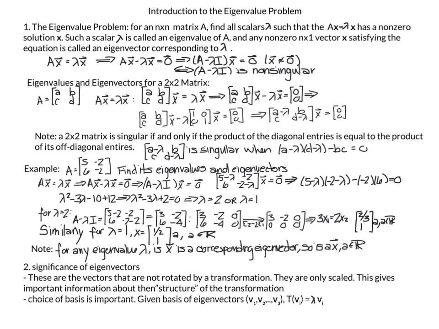And then we talked about the significance of eigenvectors. They are the vectors that are not rotated. They are only scaled by the transformation. And this gives you a lot of information about the structure of the transformation. And one example of why this is important is that a basis of eigenvectors is particularly nice.